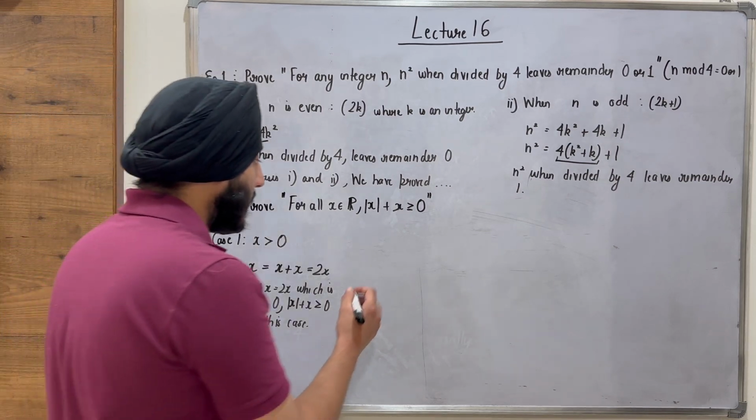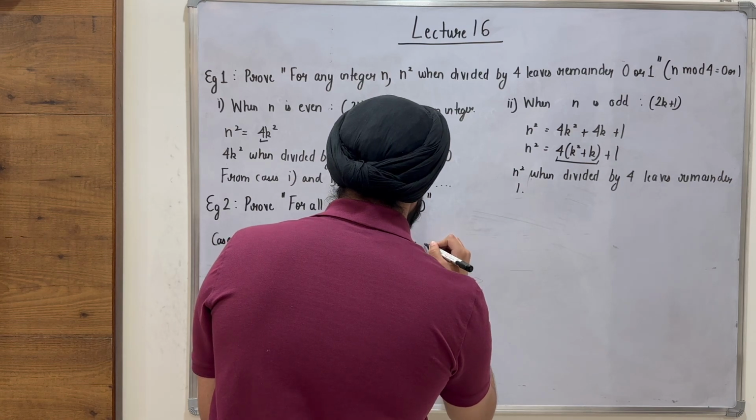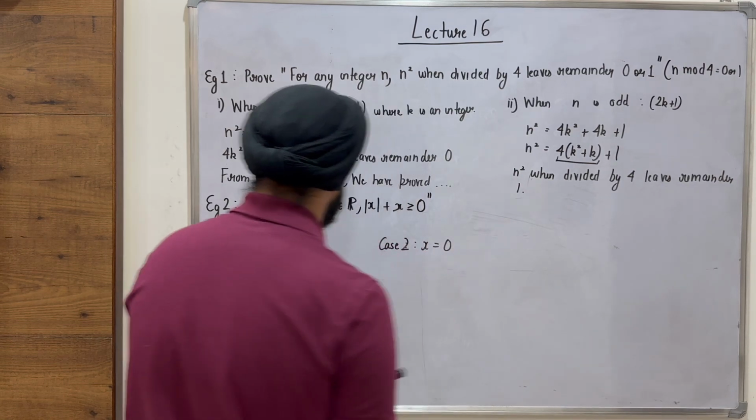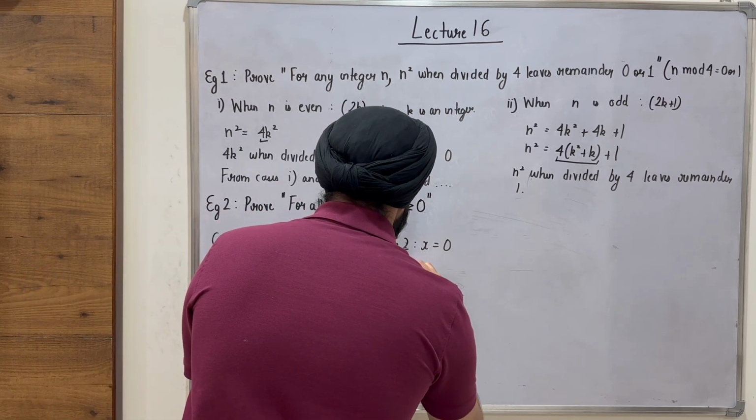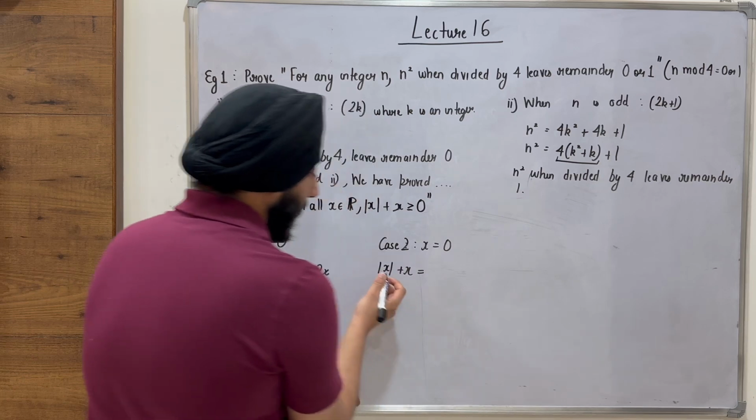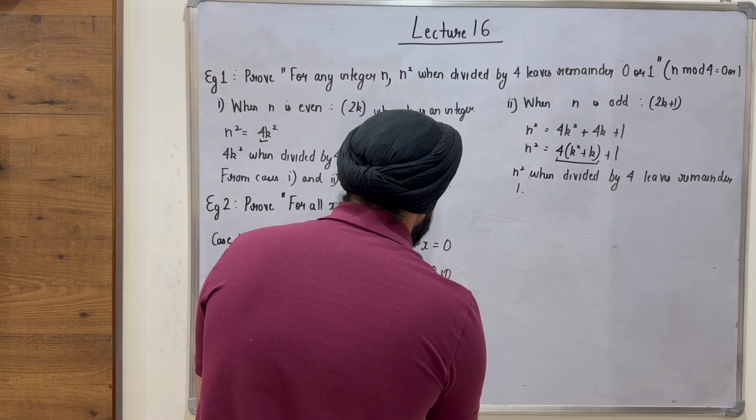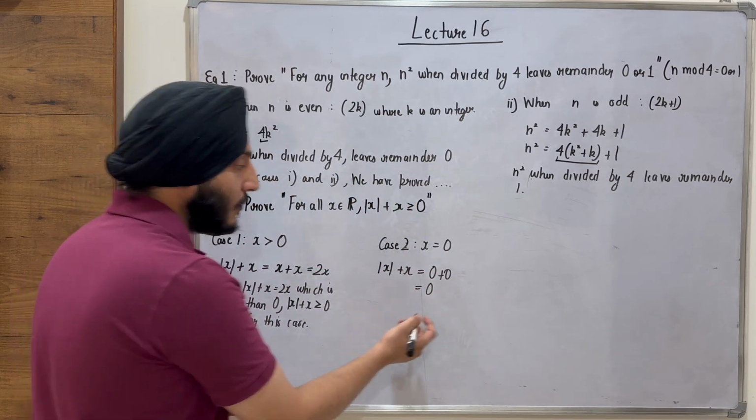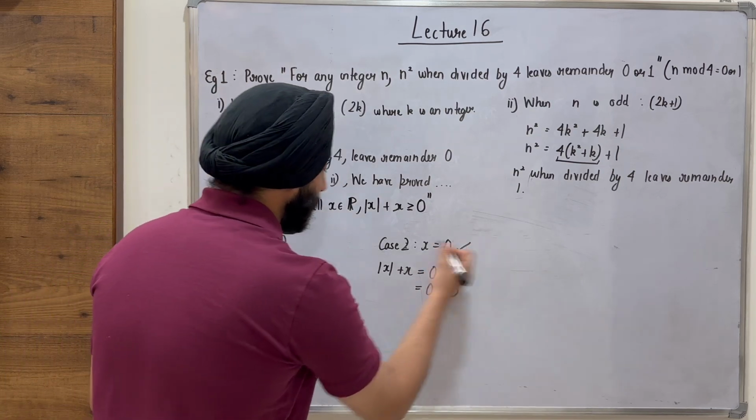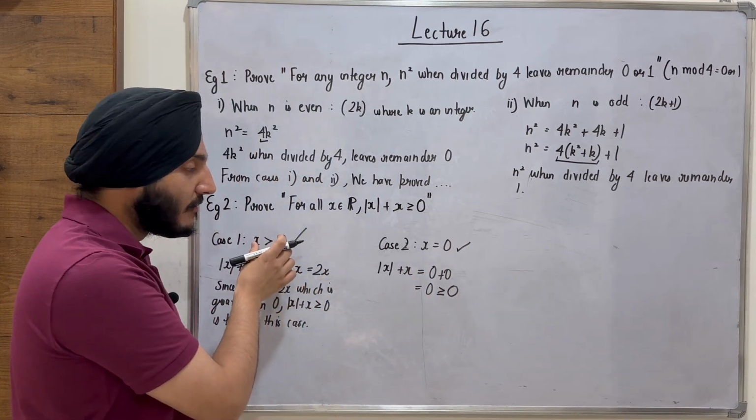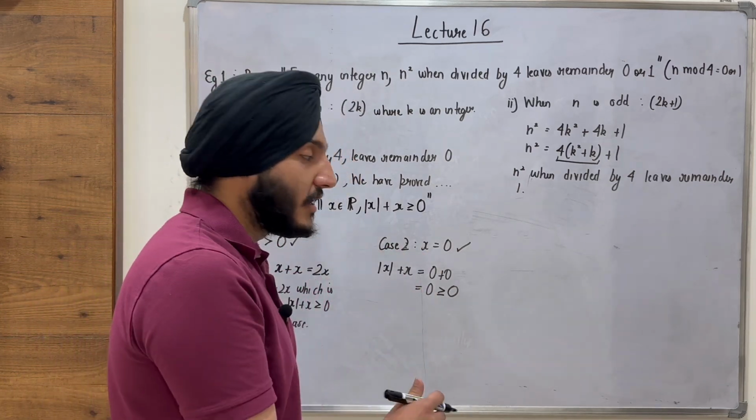Okay, now let's take a look at the second case, which is when x is equal to 0. Okay, when x is equal to 0, think about it, right? The absolute value of x plus x is going to be 0 plus 0, which is equal to 0. And this value is greater than or equal to 0, right? So case 2 is true, case 1 is true. I've considered when x is greater than 0 and when x is equal to 0. Now let's take a look at the final condition, right?